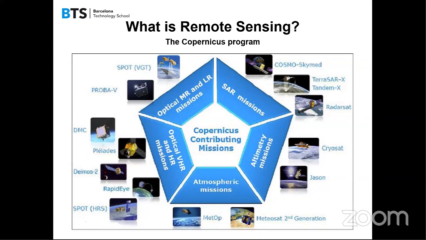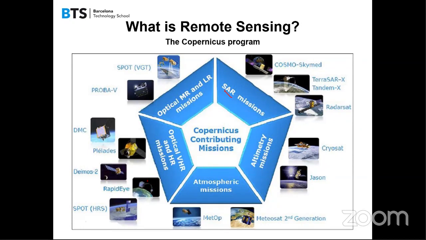ESA is, let's say, a weird conglomerate of different companies. So you can get access to different missions that ESA is contributing to, which are atmospheric, very high resolution optical, medium and low resolution optical, SAR, synthetic aperture radar missions, and altimetry missions. And basically, these are missions that ESA is collaborating with, and some of them, I mean, you need to pay for.